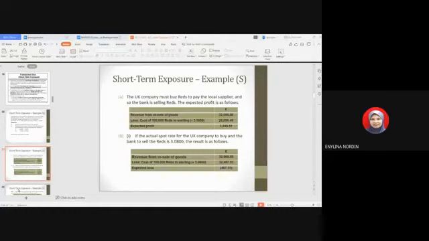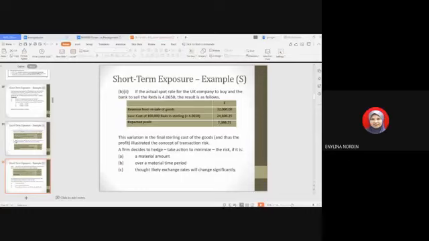So simple je example ni sebenarnya. Okay, I think you can go through. If you don't understand, you can ask me later on.